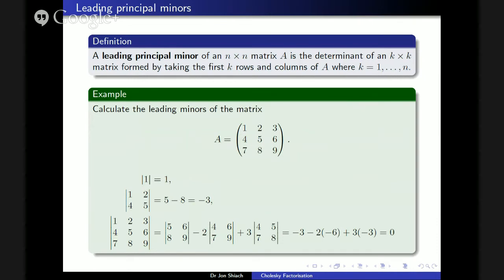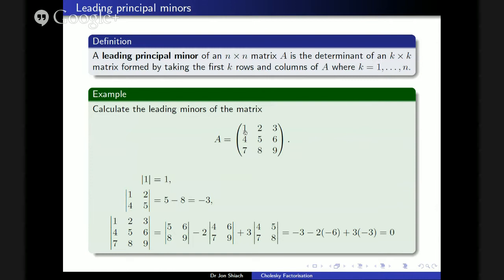Sylvester's criterion uses what we call leading principal minors. All this is, if you have a square matrix A, a leading principal minor is the determinant of the first k rows and k columns. So, for example, here we have our matrix A. It's a 3x3. Okay, this has 3 leading minors. So leading principal minors, leading minors.